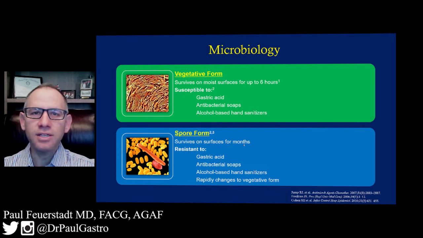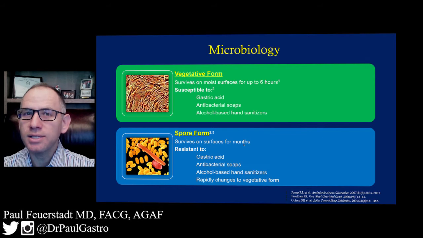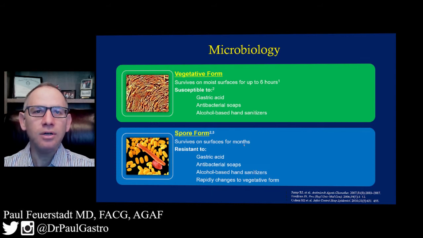The vegetative phase is the phase that you probably thought about when you clicked on the link to learn more about C. difficile, because the vegetative phase is the phase that stimulates the diarrheal syndrome most commonly associated with C. difficile. The vegetative phase is susceptible to gastric acid and susceptible to alcohol-based hand sanitizers. Plainly stated, when it comes in contact with these things, it gets wiped out.